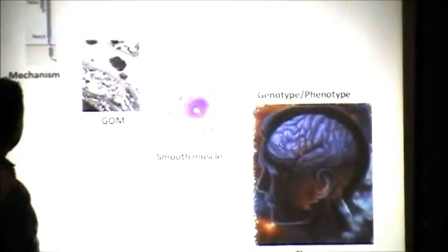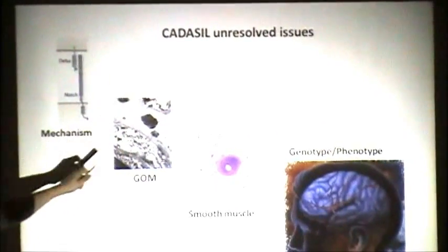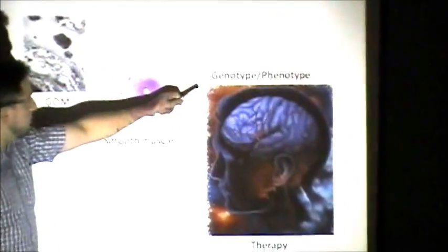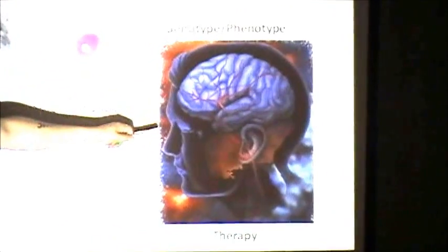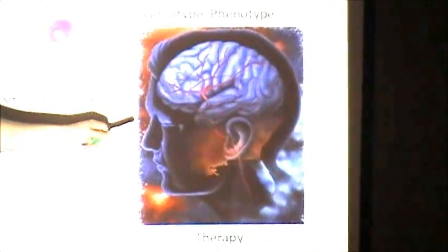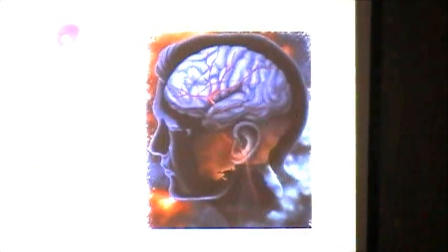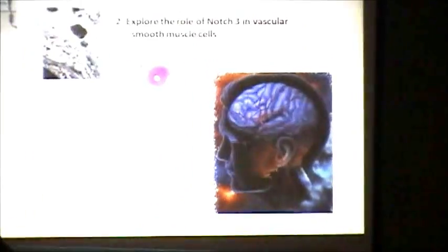By learning about these unresolved issues, by learning how the mutations are related to the pathology, how they lead to GOMs, how they affect the smooth muscles, we can learn about how this relates to the different presentations of the disease, how they lead to stroke, and hopefully we can develop therapies. And this is something that I've been doing in my research for a long time. So this is the first part of my presentation, and we are actually on time.